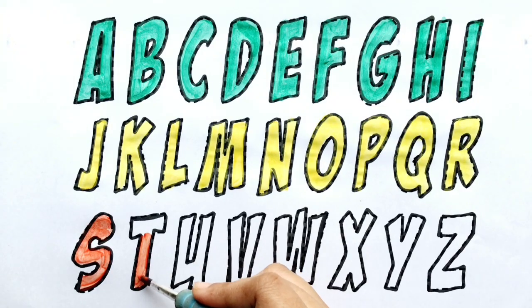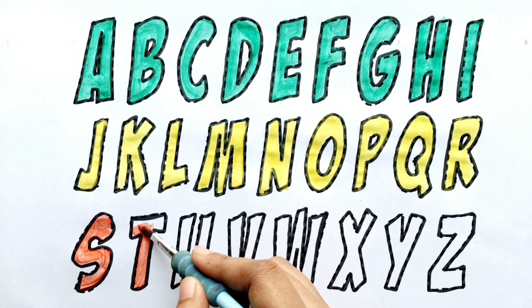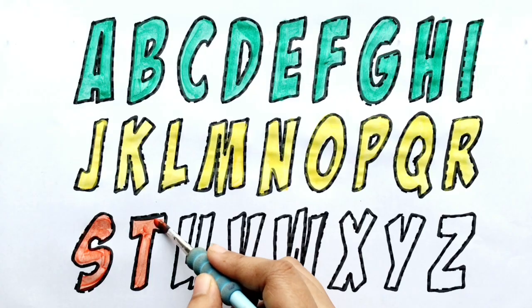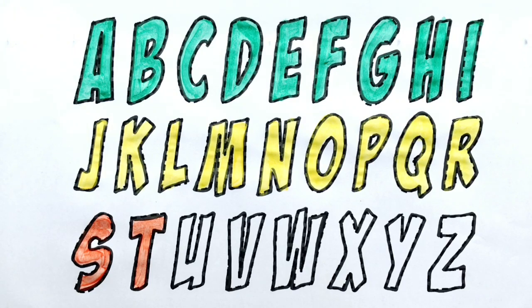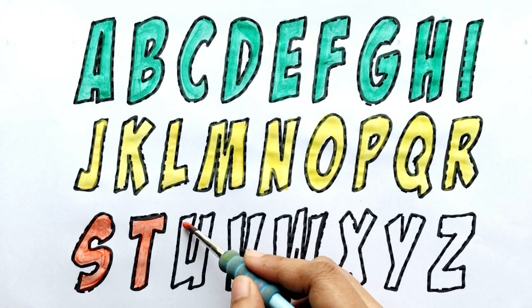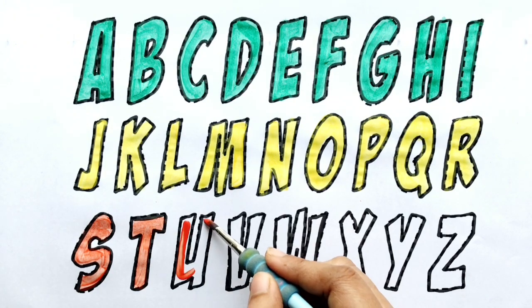T for tiger, U for unicorn. A, B, C, D, E, F, G, H, I, J, K, L, M, N, O, P.